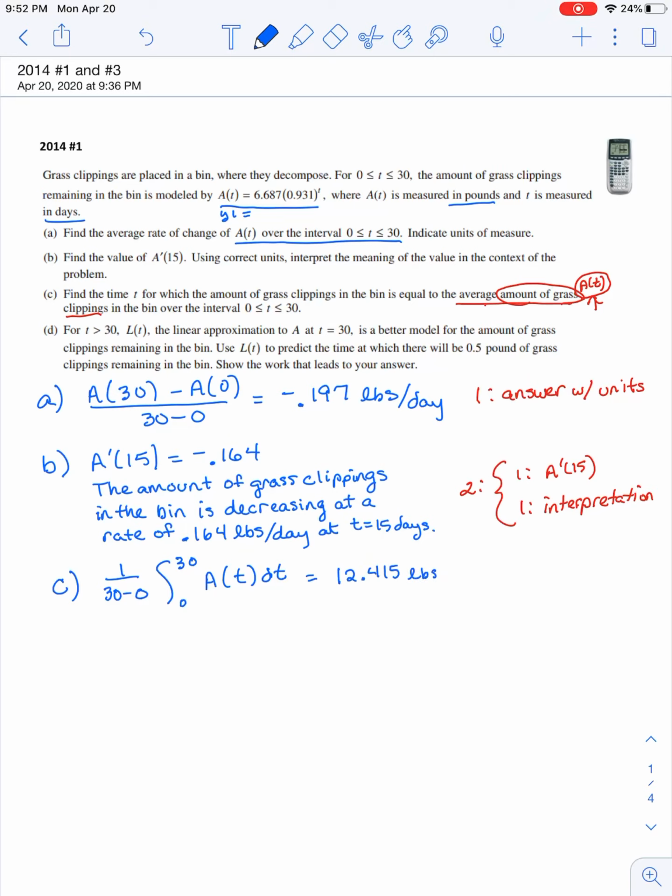The scoring guidelines tell you that 2 points are awarded for part C. 1 point is for setting up 1 over 30 minus 0, 1 over 30, integral from 0 to 30 of A of t dt. In other words, knowing the average value theorem, the average value of a function. You get a 2nd point for coming up with the right answer. In other words, being able to plug that in your calculator.